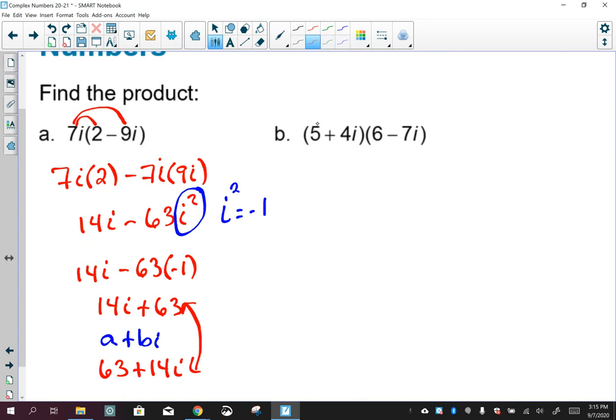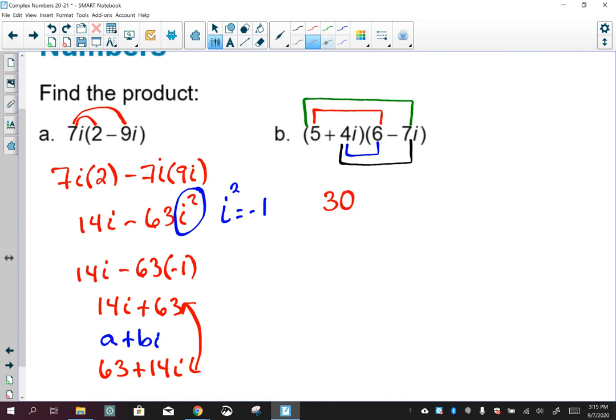On part B here, we are going to FOIL this out. So that 5 will go with that 6. That 5 will go with the 7i. That 4 will go with this 6. And this 4 will go with that 7i. So we'll start with the red. 5 times 6 is 30.